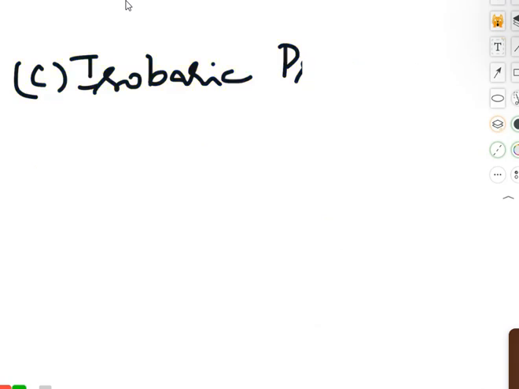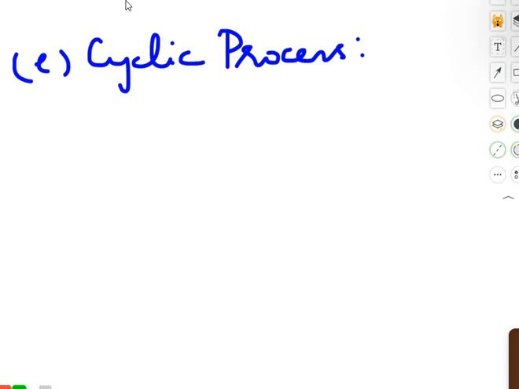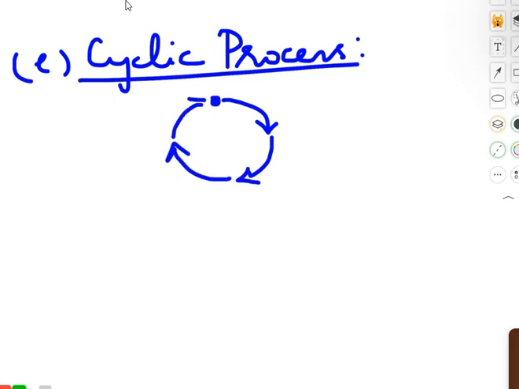Next, so far we have seen 4. So only 3 more are there. Cyclic process. What is a cyclic process? It comes back to the beginning. It starts at a point, goes to another state, another state, and finally comes back to its initial state itself. So in this case, the change of energy will be 0.